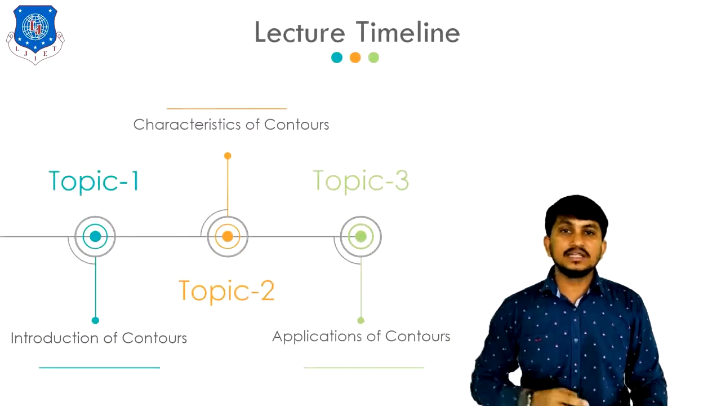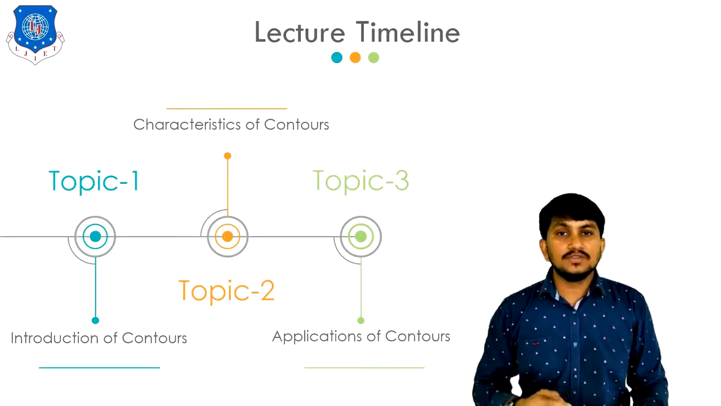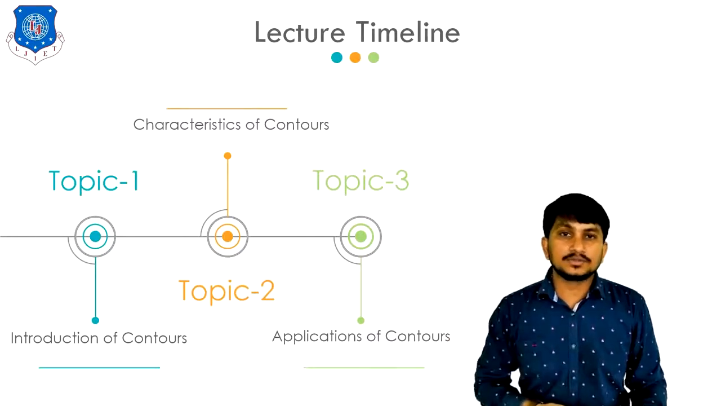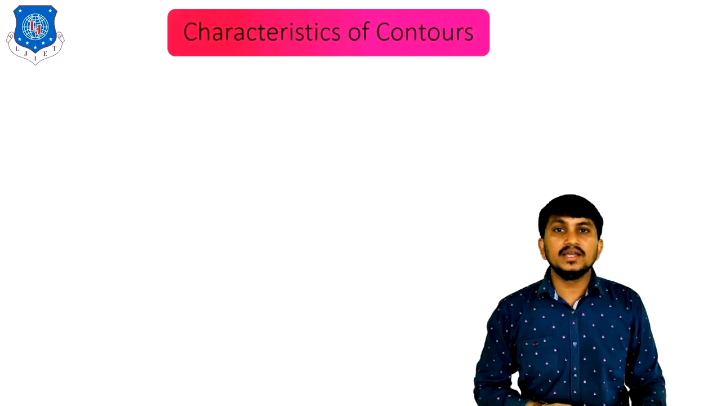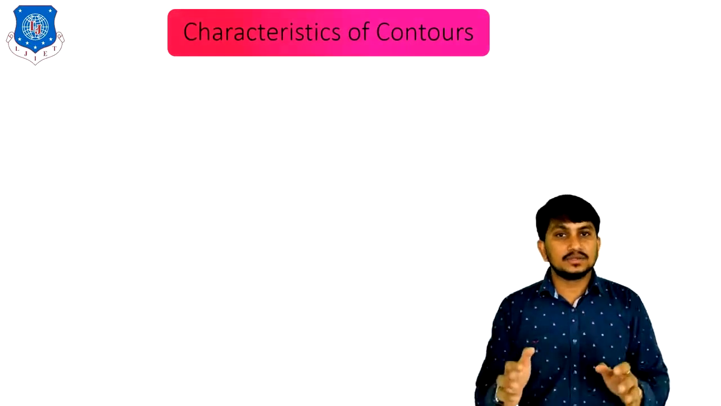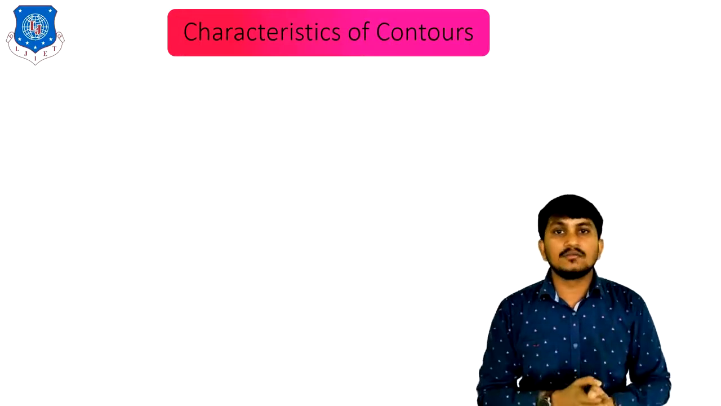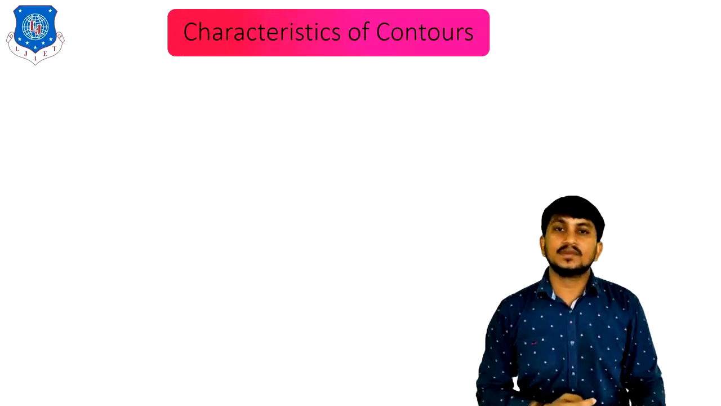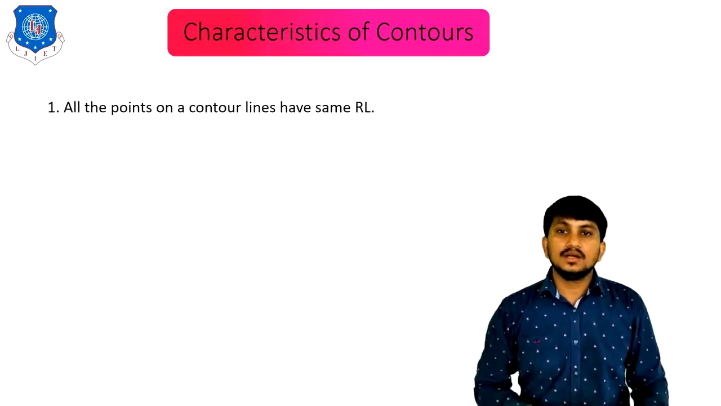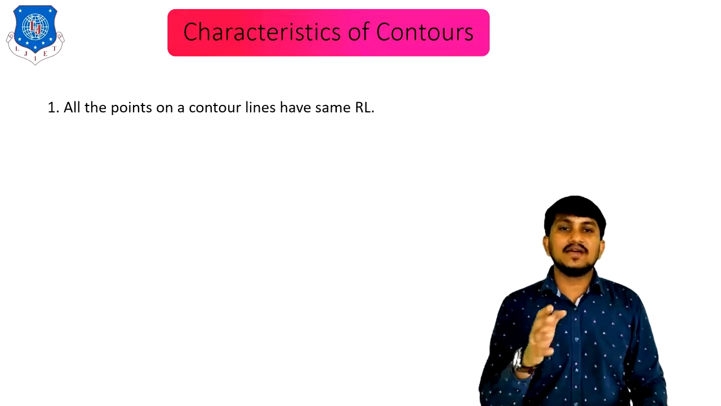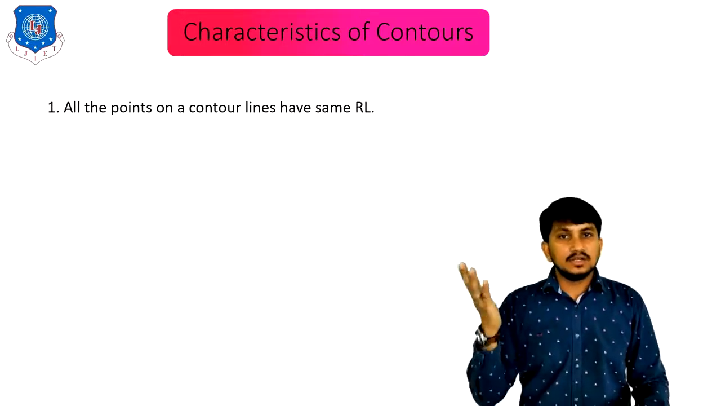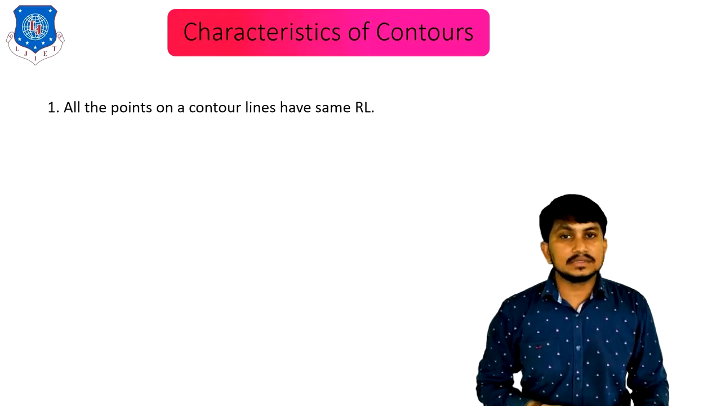Now let's move to the second topic of today's lecture, which is the characteristics of contours. What are the characteristics of contours? These are the points to be remembered while contouring or while preparing a contour map. First point: all points on a contour line have the same RL. This is also discussed in the definition of contour lines.